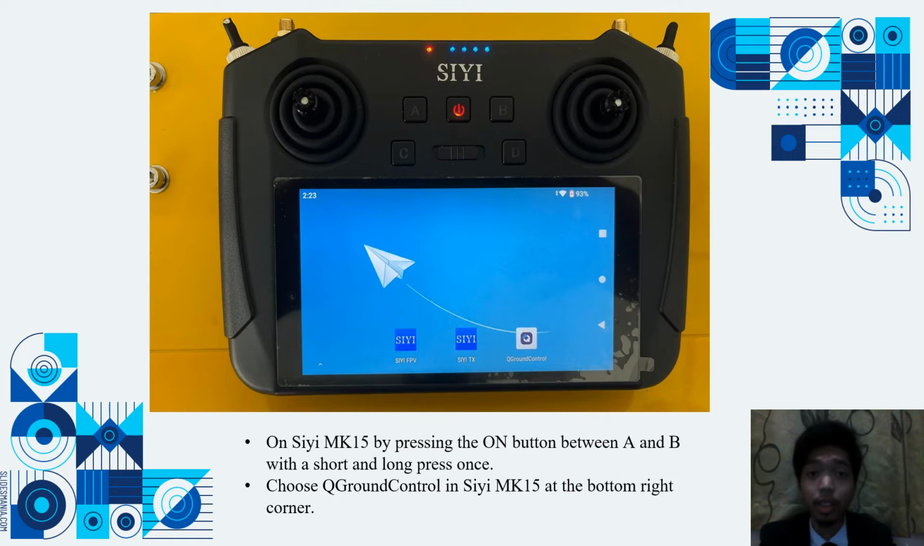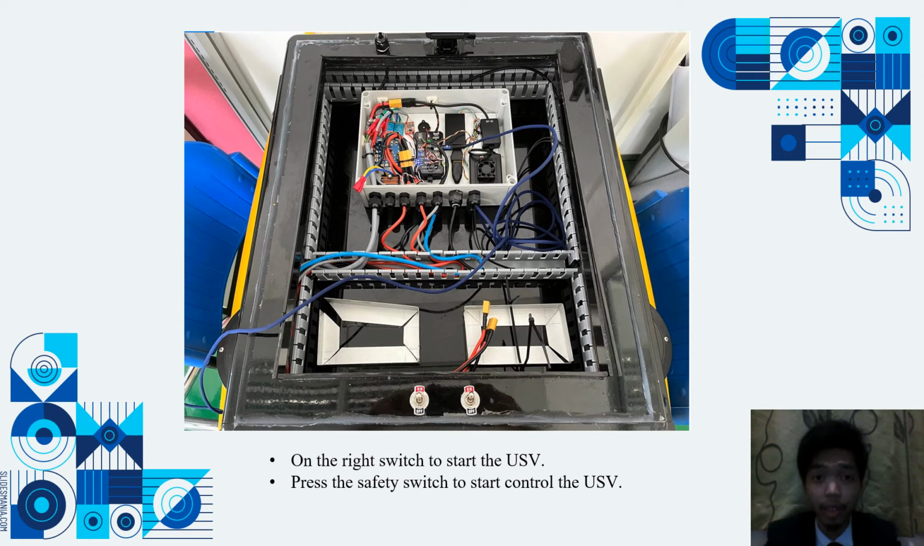Next, we turn on the CMK15, which is the controller, by pressing the on and off button between A and B with a short and long press once. Then we choose QGroundControl at the bottom right corner. The final step for the path development is to turn on the right switch to start the unmanned surface vehicle. Then we need to disable the safety switch by pressing the switch to start to control the unmanned surface vehicle.